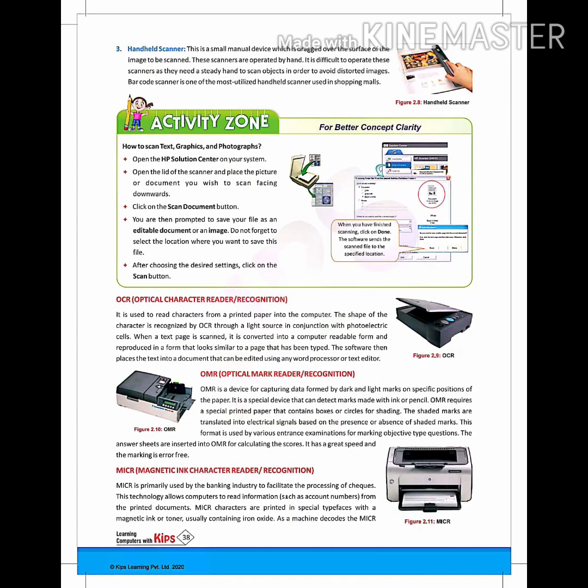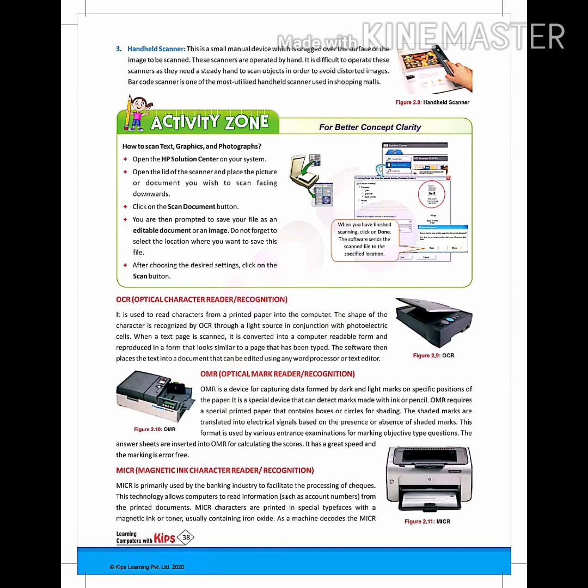Another input unit is OCR, optical character recognition, OMR, optical mark reader, MICR, magnetic ink character reader, and barcode reader. OCR, optical character reader, is used to read characters from a printed paper onto the computer. The shape of the character is recognized by OCR through a light source in conjunction with photoelectric cells. When a text is scanned, it is converted into computer readable form and reproduced in a form that looks similar to a page that has been typed. OMR is a device for capturing data formed by dark and light marks on specific positions of the paper. It is a special device that can detect marks made with ink or pencil.